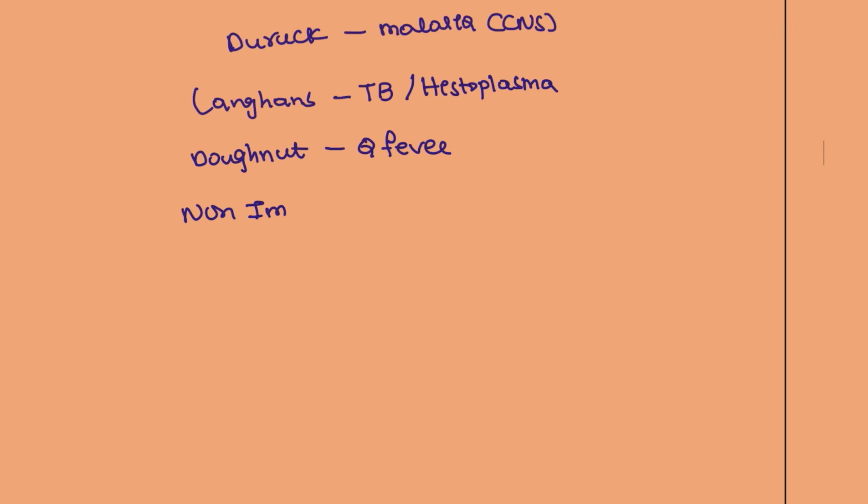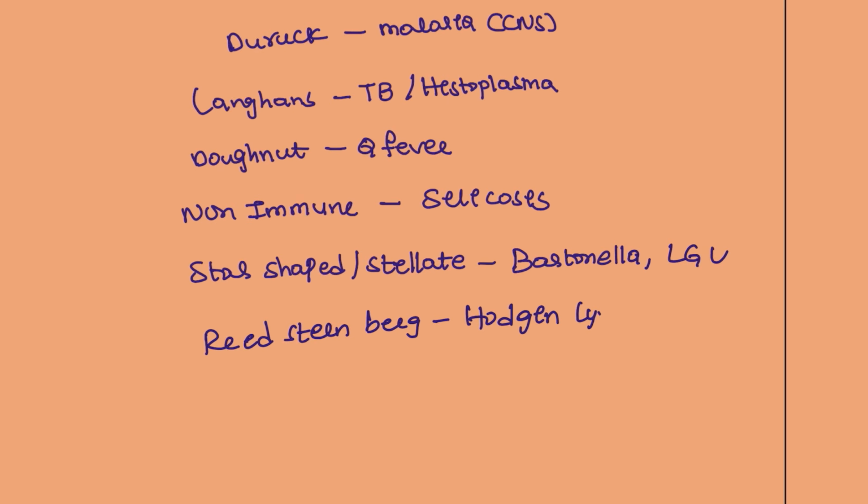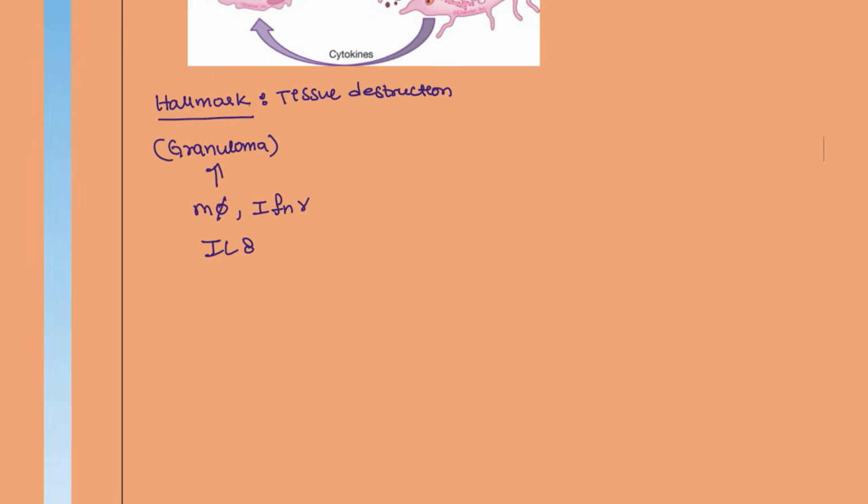Next, there is a non-immune type of granuloma. This is seen in the silicosis. Star-shaped, or we can also call this stellate-shaped, is seen in Bartonella and LGV, lymphogranuloma venereum. Next, Reed-Sternberg cell. This is not a granuloma, I just want you to include it here. That is the Hodgkin lymphoma. These are the important granulomas that you have to remember.